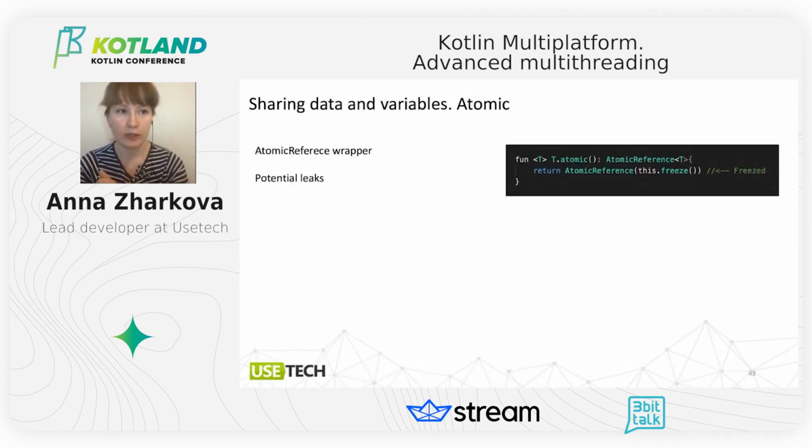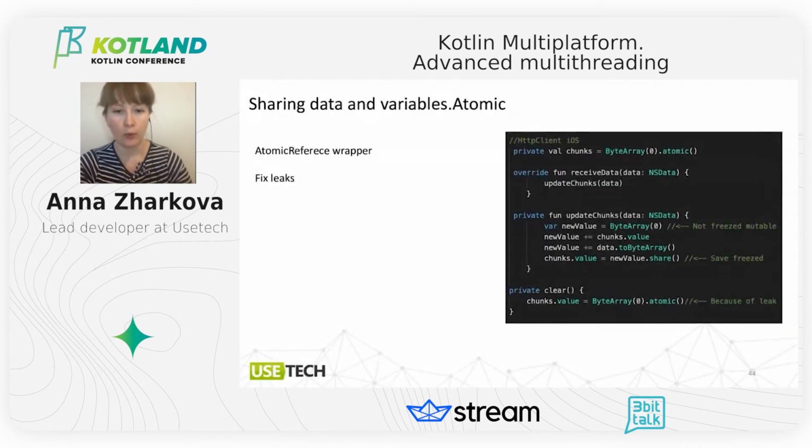So in Kotlin Multiplatform, in Kotlin Native, there is a mechanism of atomic reference wrapper. There are several atomic types, and for objects we need an atomic reference to wrap our data. At first we also need to make it immutable, and then we need to keep an atomic link to this variable. And of course there is a problem of potential leaks. So when we work with such a link and we have completed everything, we need to clear it. For example, just put a default value without any bytes.